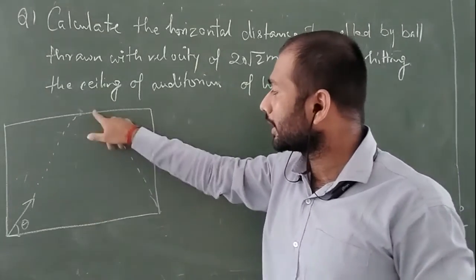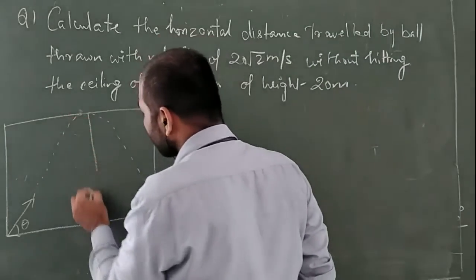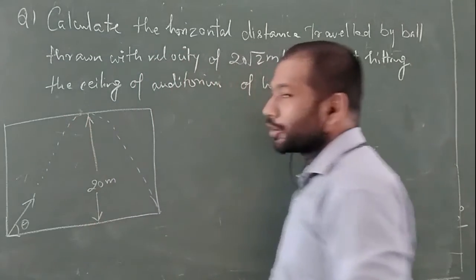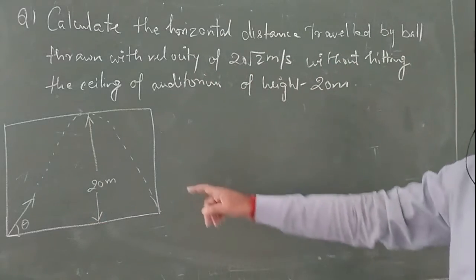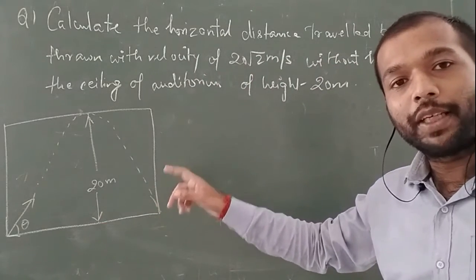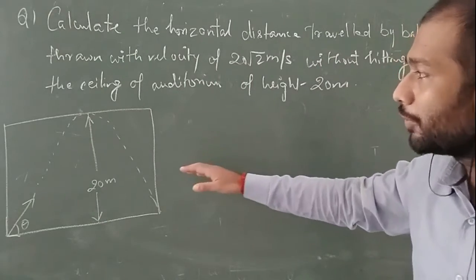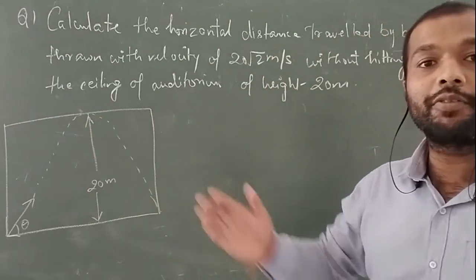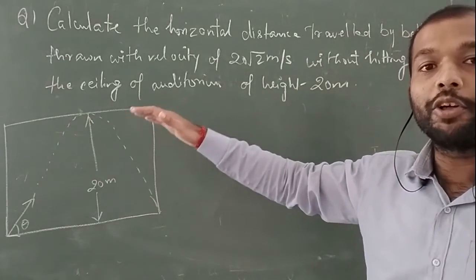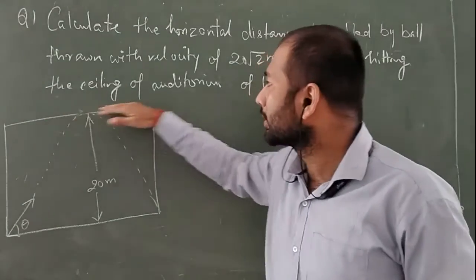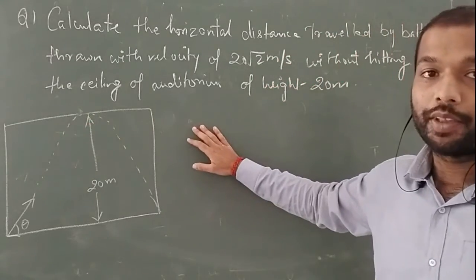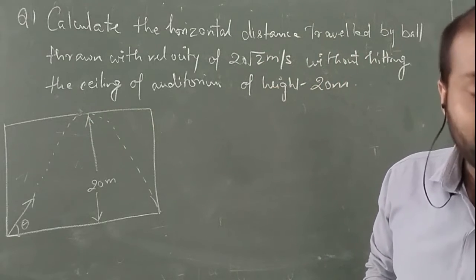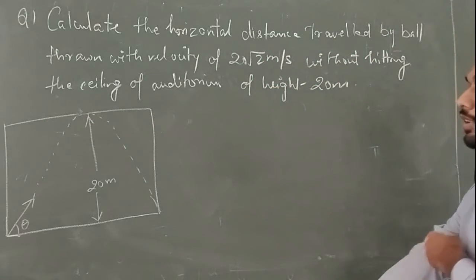Without hitting the ceiling means that the height of the ceiling is given, that is 20 meters. This is 20 meters. So what the question is saying is that it is the only maximum height that your projectile can go. It will not go beyond the 20 meters, because if it crosses the 20 meters, it will directly hit the ceiling, or you can say the roof of this auditorium. So this is what is given to us, that is the maximum height, and then we can easily calculate the horizontal distance also.